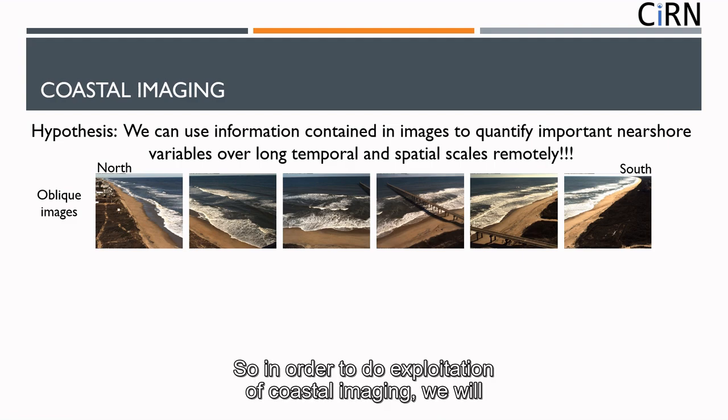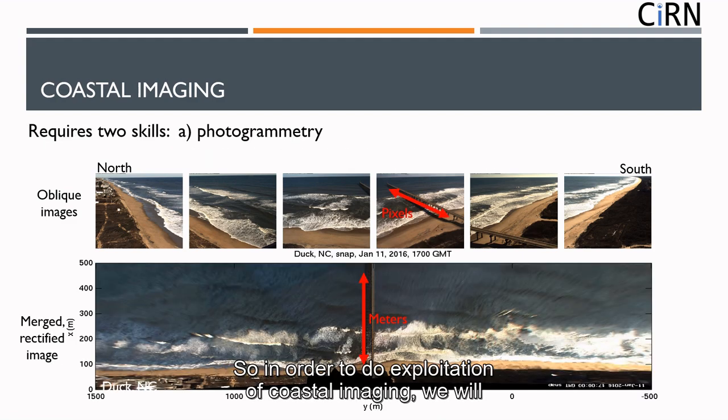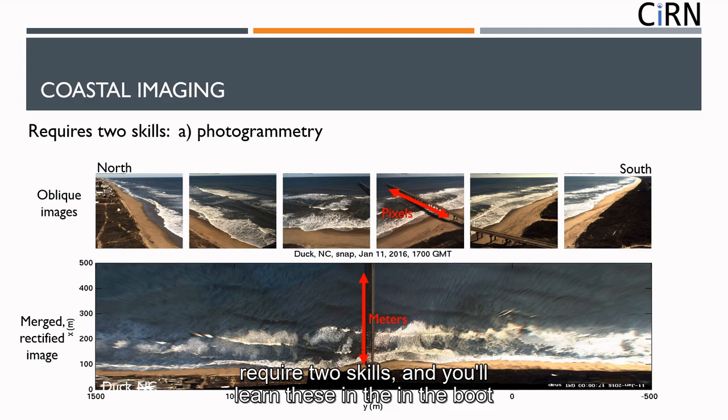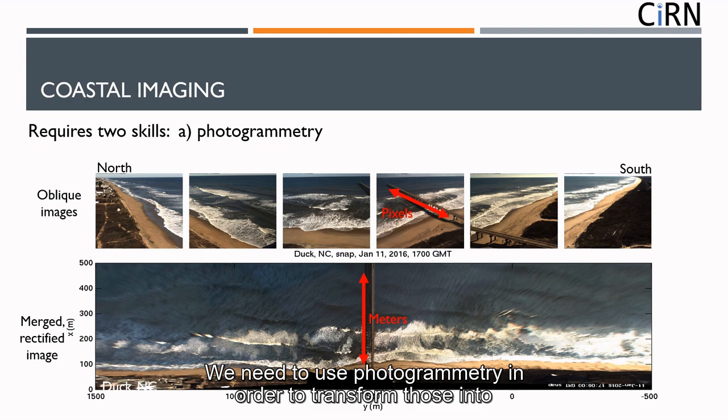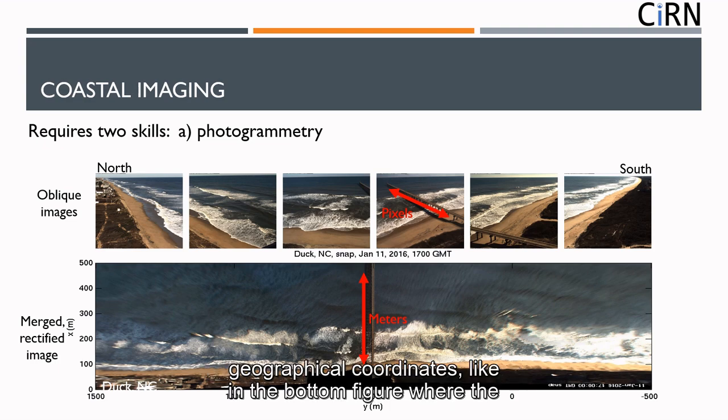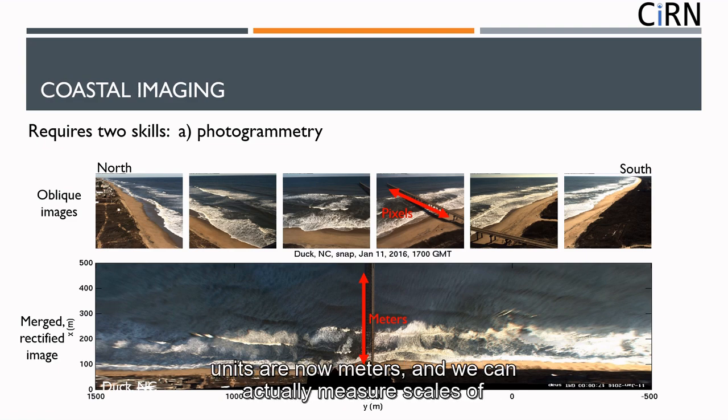So in order to exploit coastal imaging, we will require 2 skills, and you'll learn these in the boot camp. The first one, and the one you'll focus on mostly, is photogrammetry. Oblique images are measured in pixels, and they're just images, but they are not in geographical coordinates. We need to use photogrammetry in order to transform those into geographical coordinates, like in the bottom figure, where the units are now meters, and we can actually measure scales of anything that we can see.